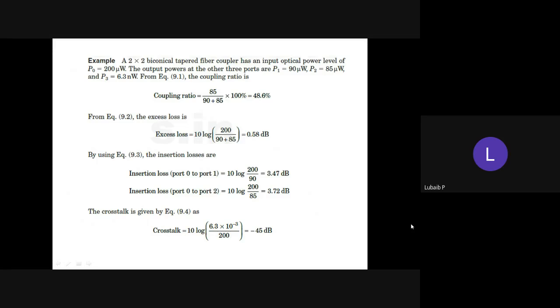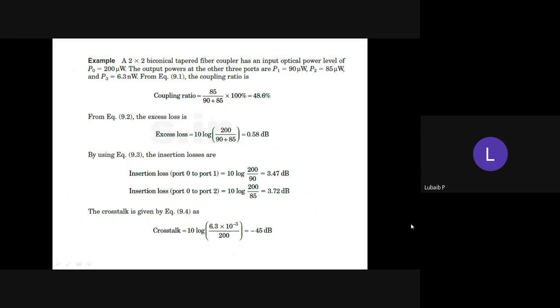So by using the equation of the coupling ratio, we can substitute, that is P2 divided by P1 plus P2, that is 85 by 90 plus 85, into 100, that is 48.6 percentage you will get. And while substituting in the excess loss equation, that is 10 log P0 by P1 plus P2, where P0 is 200 microwatt, P1 is 90 microwatt and P2 is 85 microwatt, you get the excess loss is equal to 0.58 dB. Okay, these are just substitutions of this equation.